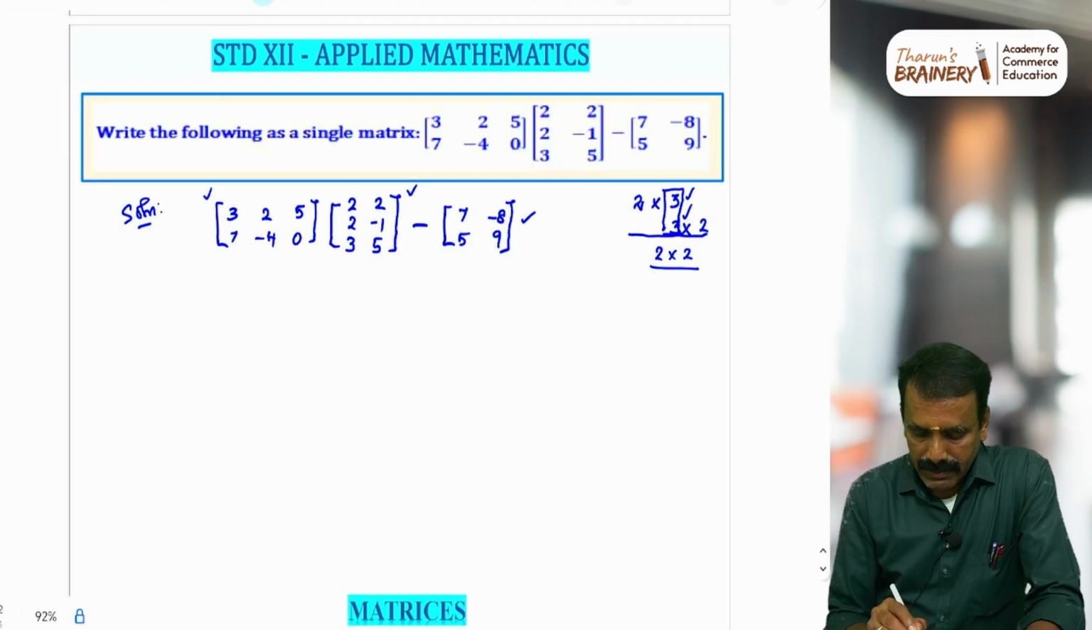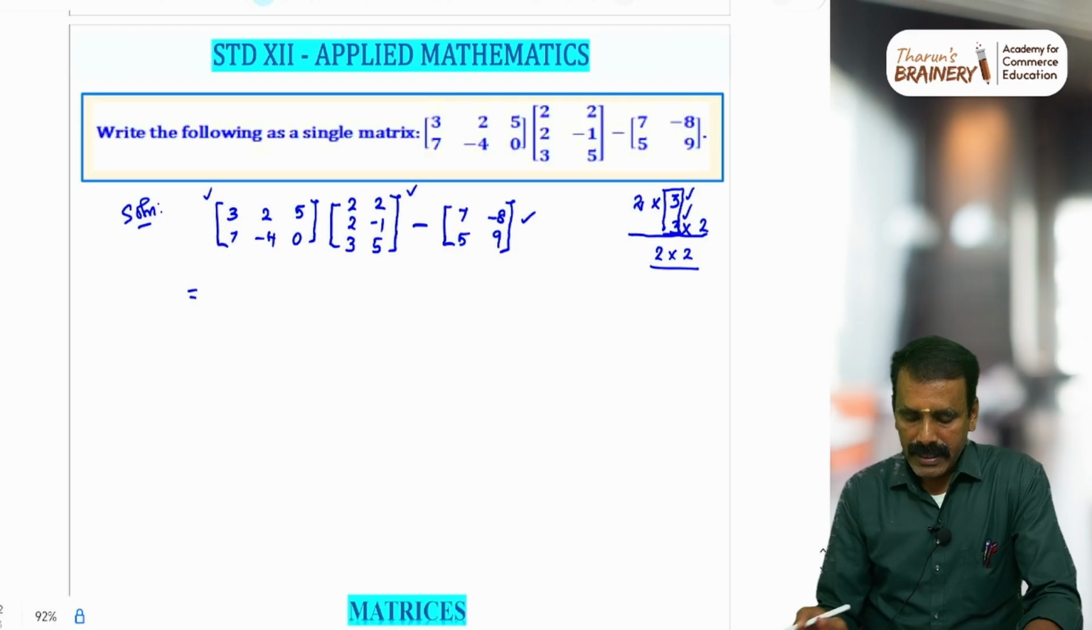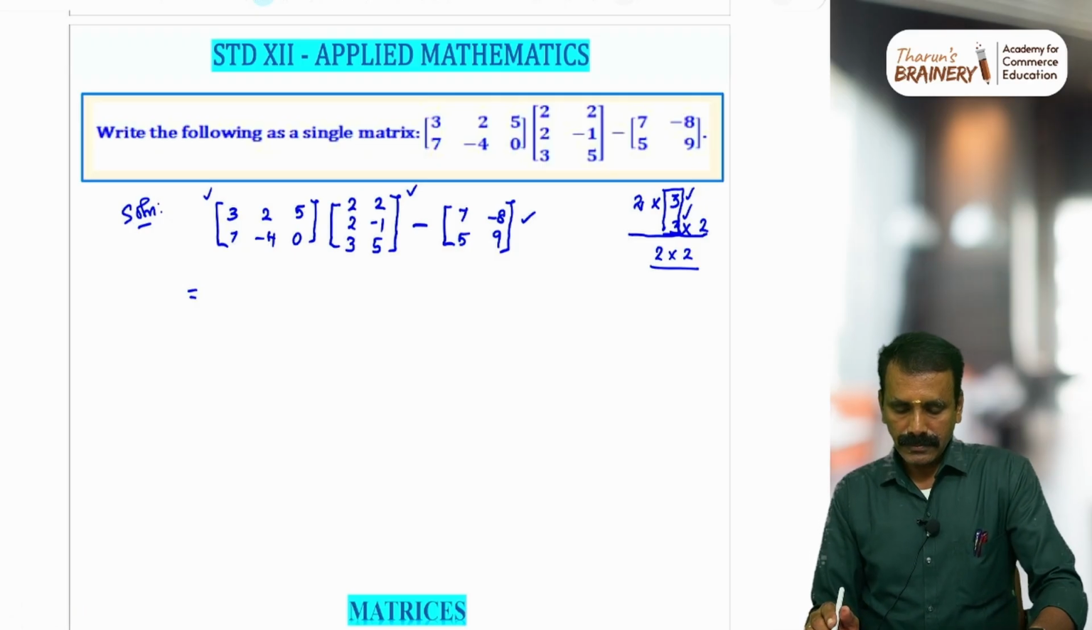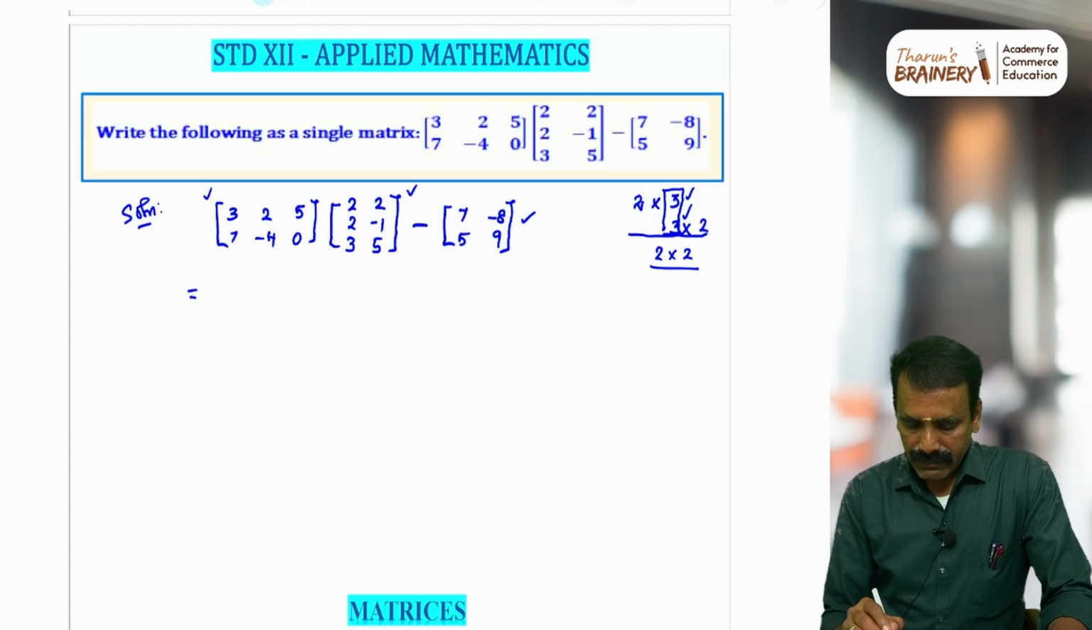Now I am going to start multiplying. How to multiply the two matrices now? The usual method. The first row will be multiplied with the first column. So we start multiplying.